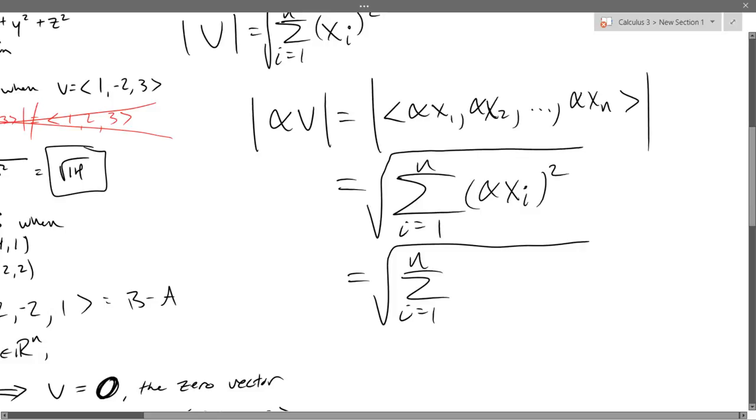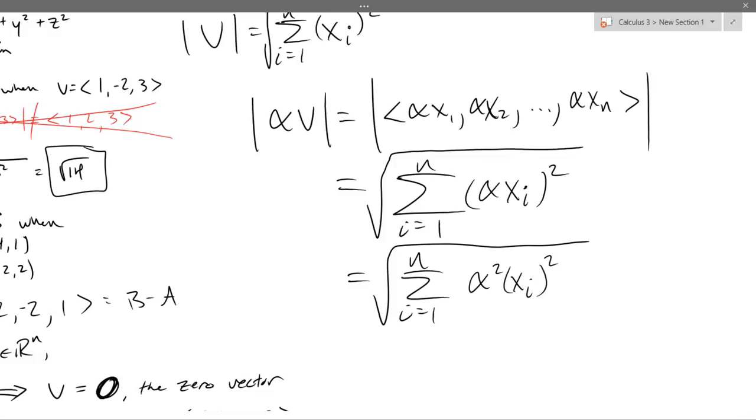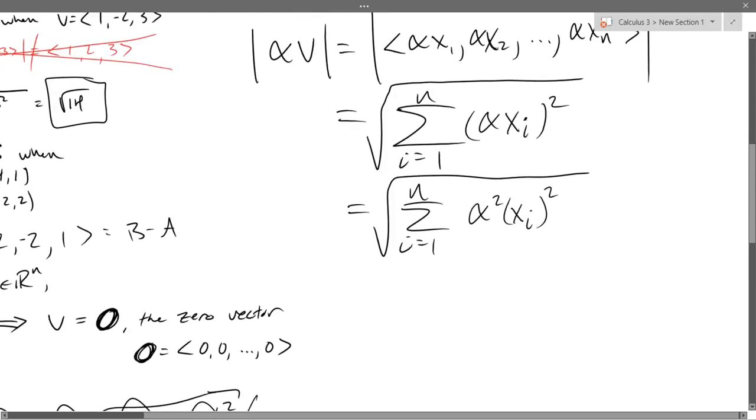So alpha times xi squared, I could write as alpha squared times xi squared. So I just broke it down. It's multiplication, so I'm not doing any bad foiling stuff. So it's just multiplication. What can I do with alpha squared now? Alpha squared is constant, doesn't change with i. So I'm going to factor it out of the summation.